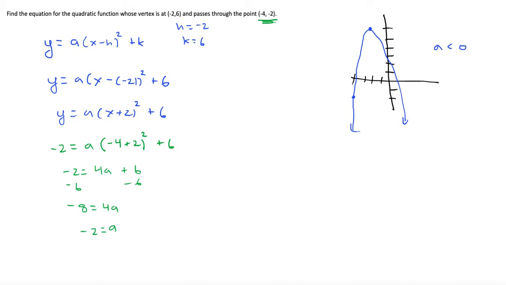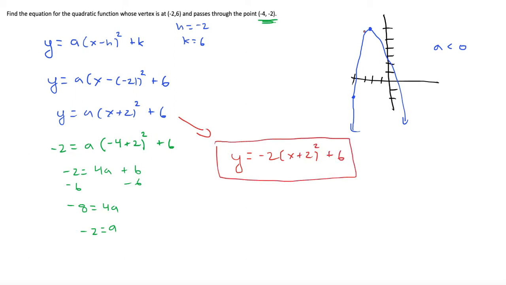Okay, so the last thing we do then is we just plug that a value back in. So y equals -2 times (x plus 2) squared plus 6. So this particular parabola here, right, with the vertex at that point that goes to this point here, right, is given by this equation. y equals -2(x plus 2) squared plus 6.